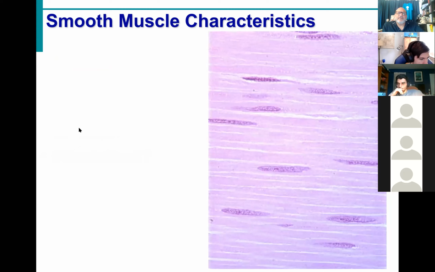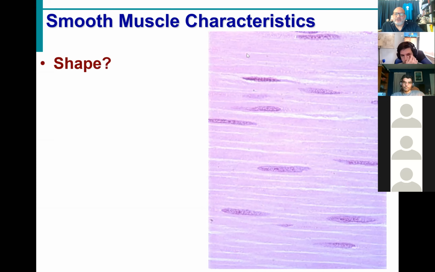Notice here, we see our smooth muscle. Now notice, remember, as we said, these arrange into layers. They have that spindle shape, but the spindle shapes kind of overlap with each other in a way. When you're looking at it in a single sheet, it is hard to see the individual cells. But here we see a layer of smooth muscle.